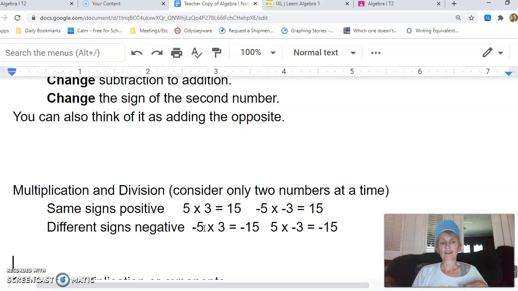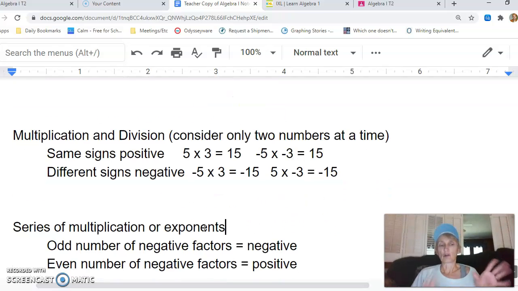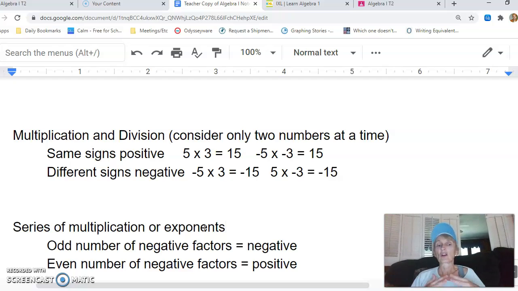Now, if there is a series of multiplication, or we're talking about exponents, if there are an odd number of negative factors, the answer is going to be negative. If there's an even number of negative factors, it's going to be positive. So that even works with the 2. When there were 2 negatives, it turned out positive. When there was only 1, that's odd, it turns out negative. So sometimes very quickly, we may not know the answer, but we know the sign of the answer.